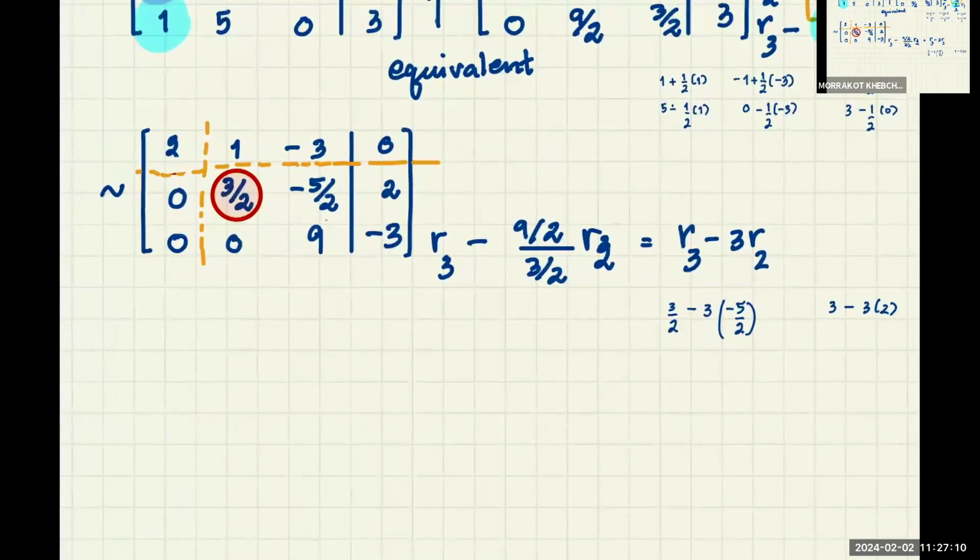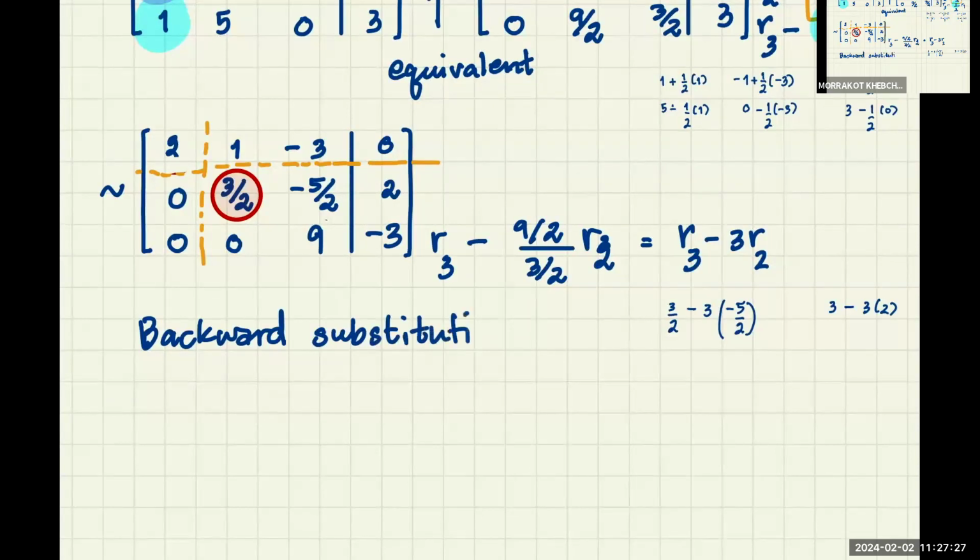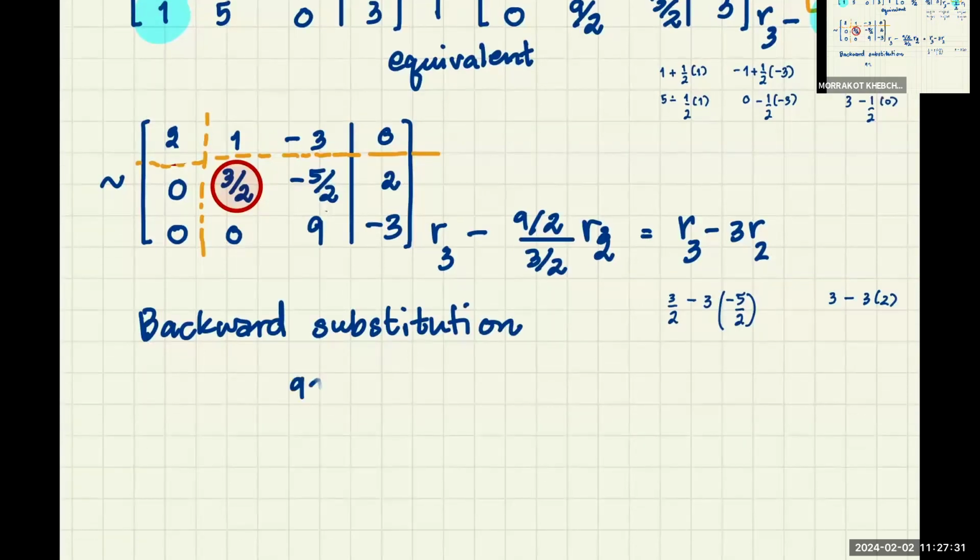Now we have upper triangular matrix, right? So now we be able to solve the system. So we have backward substitution. We get 9 times x3 equal to minus 3. This gives you that x3 is minus 1/3.